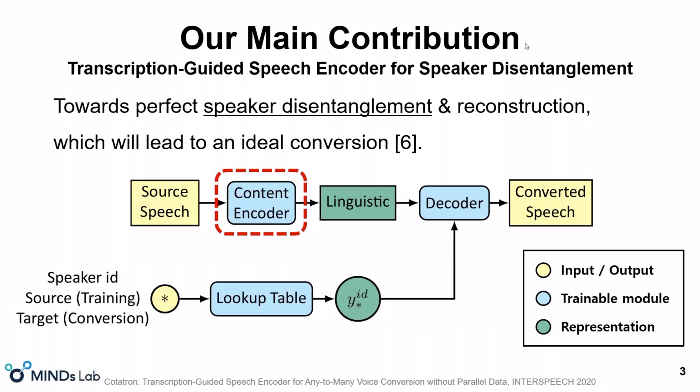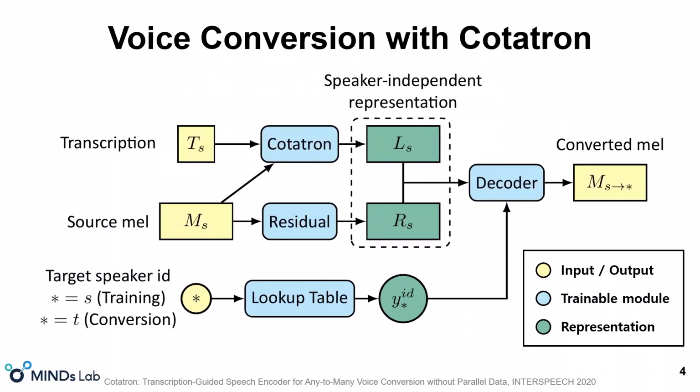Our main contribution is on disentangling the speaker identity from speech by incorporating the transcription of the speech. According to a literature called OWC, perfect speaker disentanglement and reconstruction will lead to an ideal conversion. In our work, we aim to construct an ideal speaker disentanglement module and train voice conversion system with only reconstruction loss. The overall architecture of our voice conversion system is shown here.